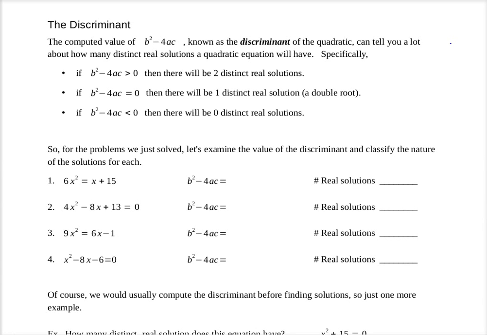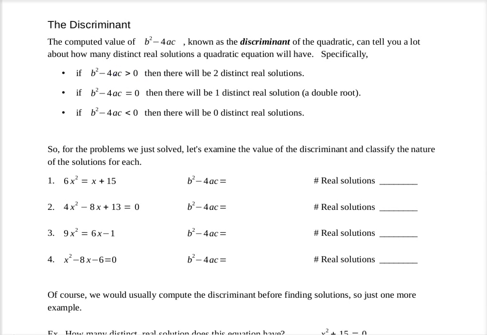As we saw last time, b squared minus 4ac is a critical part of the quadratic formula because it allows us to determine not just what the overall solution is, but it can also tell us what type of solutions we have. And there's three basic possibilities. It's going to be either positive, 0, or negative.